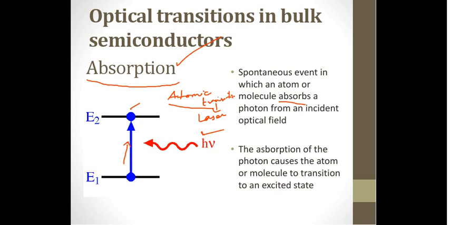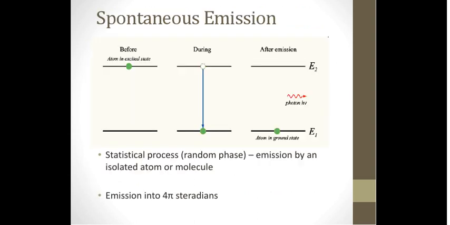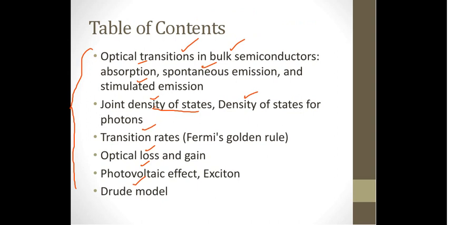So the absorption of the photon causes the atom or molecule to transition from a lower state to a higher state. That is nothing but the transition. So here it is transited to the excited state. As we have discussed, it involves absorption, spontaneous emission, and stimulated emission. In this you can see the transition. What are the transitions that take place? Absorption, spontaneous emission, and stimulated emission.